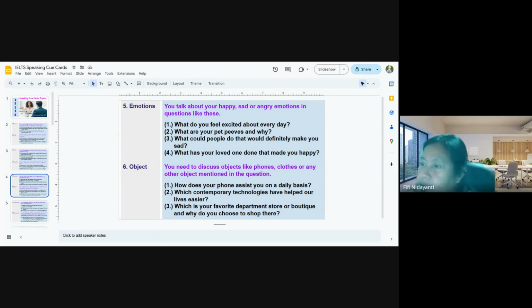What do you feel excited about every day? Where are your pet peeves and why? What could people do that would definitely make you sad? What has your loved one done that made you happy?